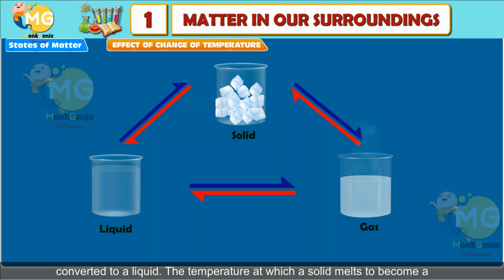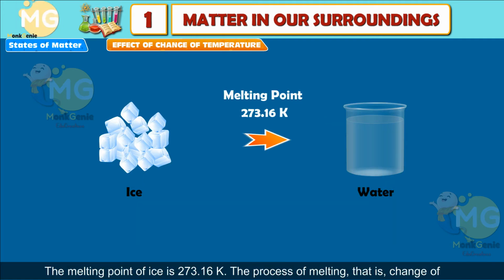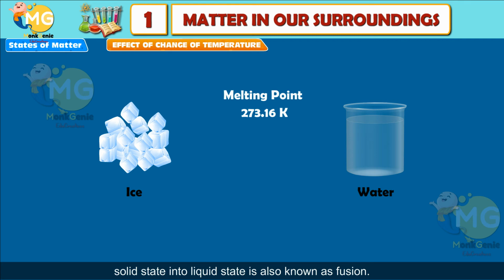The temperature at which a solid melts to become a liquid at atmospheric pressure is called its melting point. The melting point of a solid is an indication of the strength of the force of attraction between its particles. The melting point of ice is 273.16 K. The process of melting, that is, change of solid state into liquid state, is also known as fusion.